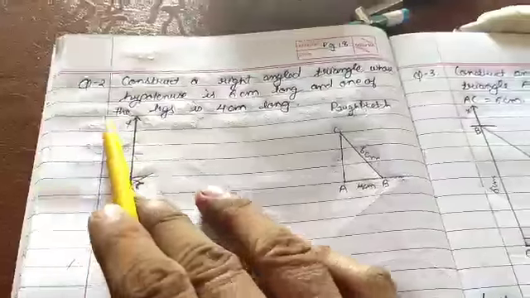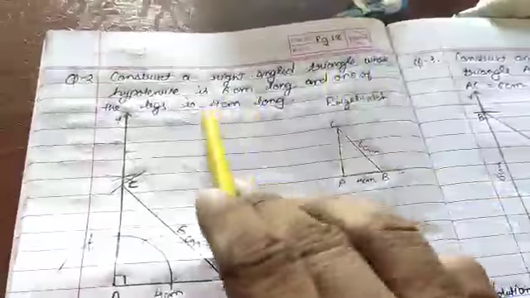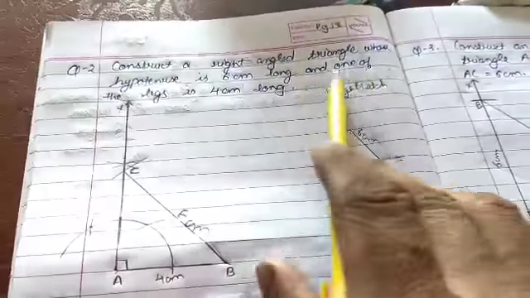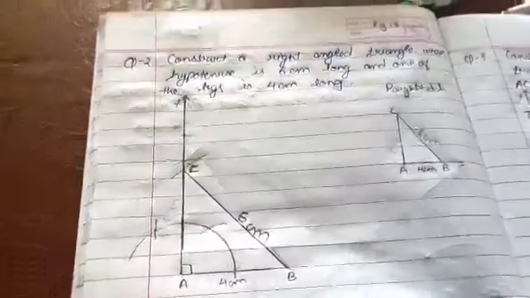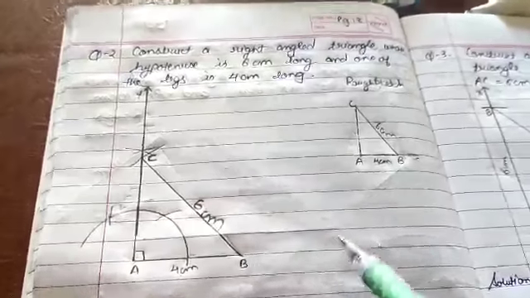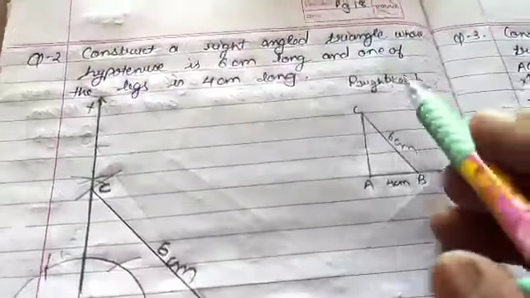Let us start question number 2. Construct a right angle triangle whose hypotenuse is 6 centimeter long and one of the legs is 4 centimeter long. Now dear student, here also we have to construct a right angle triangle. So let us first construct a rough sketch. This is our rough sketch.